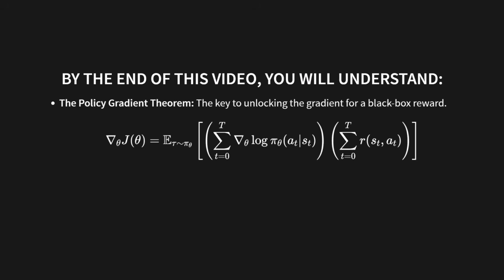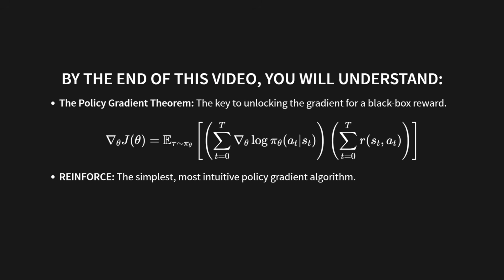We are going to build this entire concept from the ground up. By the end of this video, you will understand, first, the policy gradient theorem. Now, don't get intimidated by this big formula on the screen. This is the mathematical key, the trick that unlocks the gradient for a black box reward. Next, REINFORCE. This is the simplest, most intuitive policy gradient algorithm. It's the perfect place to start.